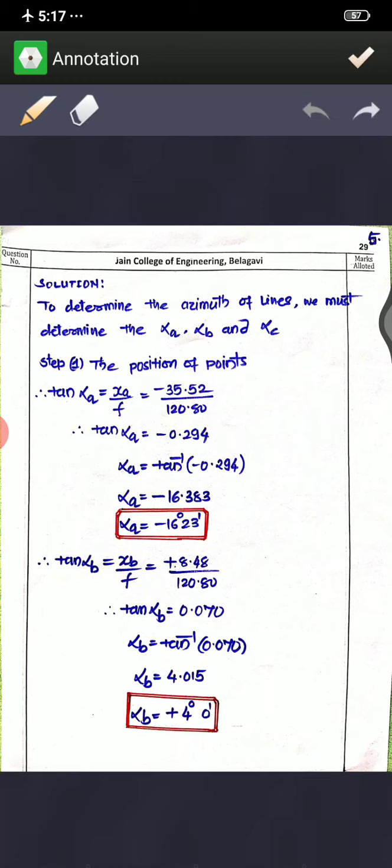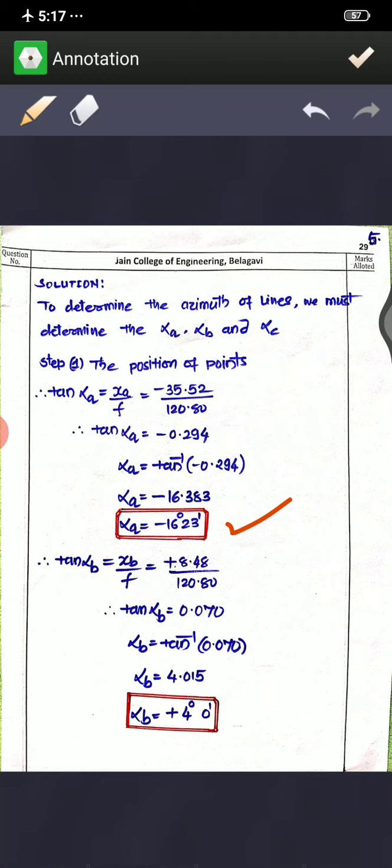You will be having tan alpha A is equal to minus 0.294, where alpha A is equal to tan inverse of minus 0.294, which is minus 16.383. Now you will be having a button there on your calculator to convert the value into degrees and minutes. As you press that, you will be getting 16 degree 23 minutes.